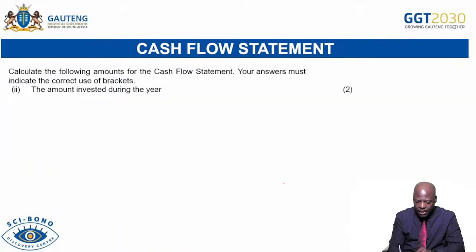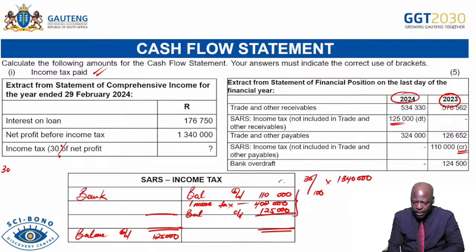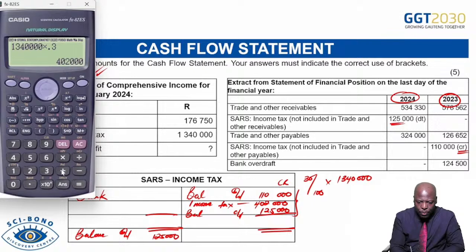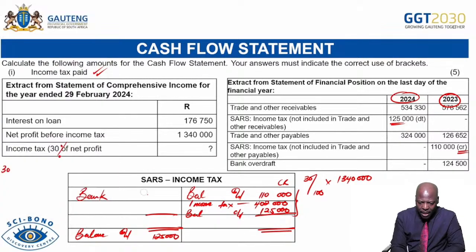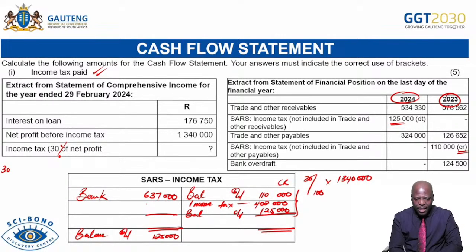So my tax paid therefore is going to be... I'm adding everything that is on the credit side now. Let me just do it afresh. I'm going to have my 110,000 plus my 402,000, and then I'm going to add lastly my 125,000. That would then give me 637,000. So that becomes my tax paid amount. That is the income tax that was paid.